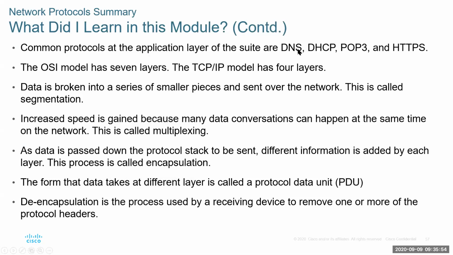Remember that those common protocols are going to be like DNS, DHCP, POP3, HTTPS. The OSI model has 7 layers. The TCP model has 4 layers. This is a key. I guarantee this will be a question somewhere.